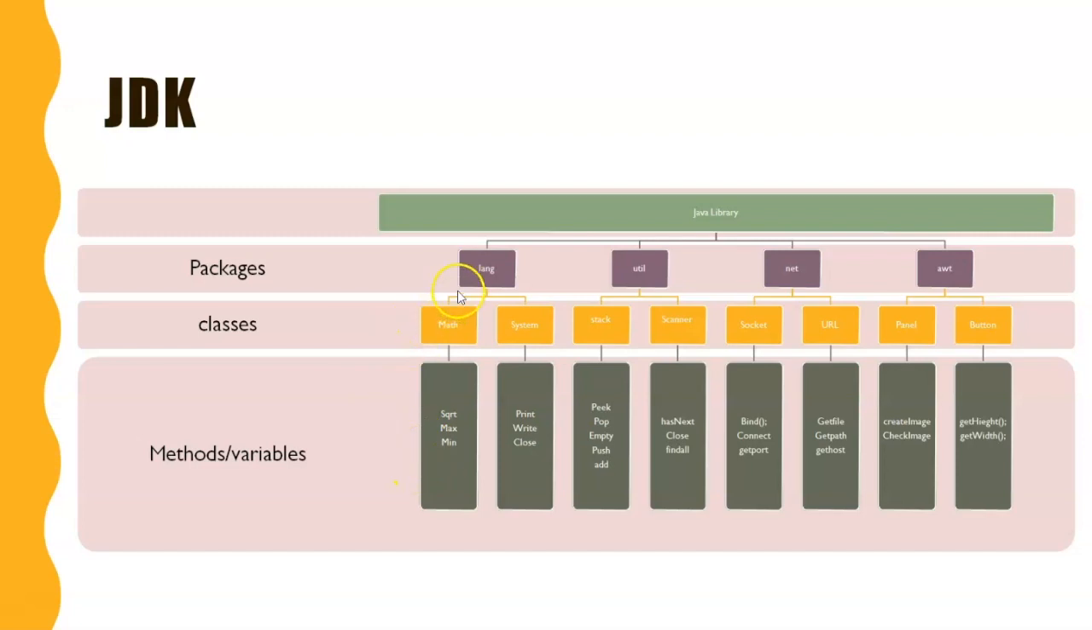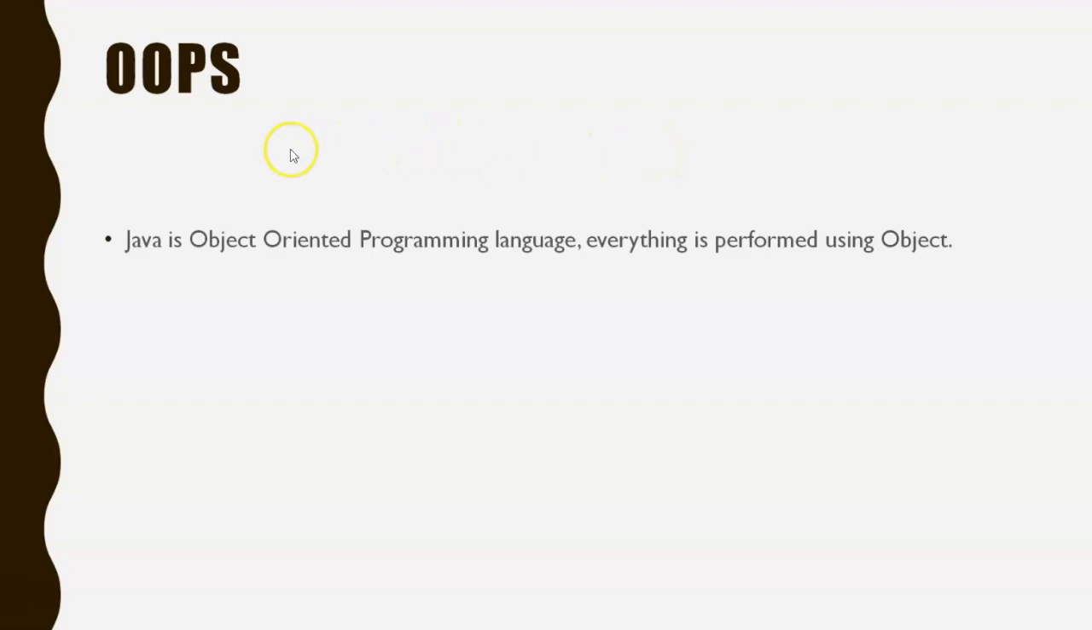Okay, so whenever I want to write some language related to print, to close something, it got its System class. So with the help of JDK, we can build our application. And there is a separate concept for OOPS, object oriented programming language. We will see that.